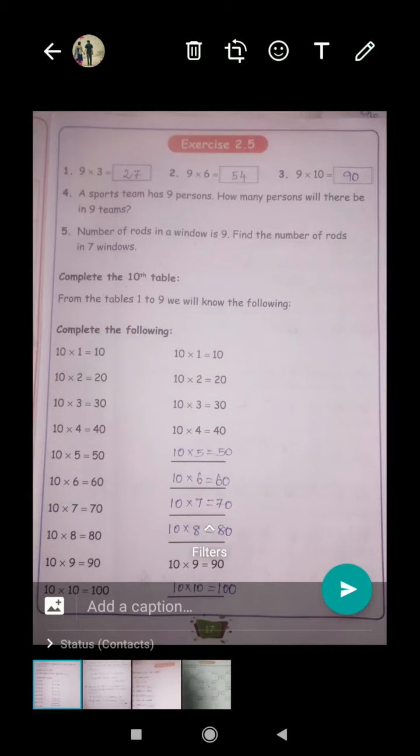Let's see exercise 2.5. Question number 1, 9 threes are 27. Question number 2, 9 sixes are 54. Question number 3, 9 tens are 90. Look at the fourth question here. A sports team has 9 persons. How many persons will there be in 9 teams?